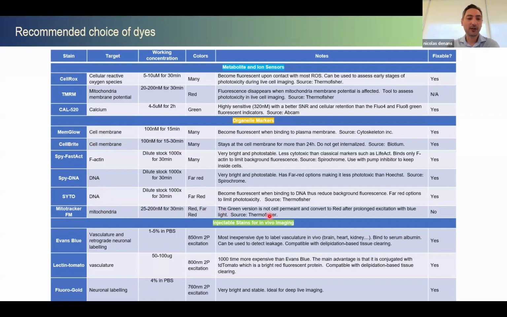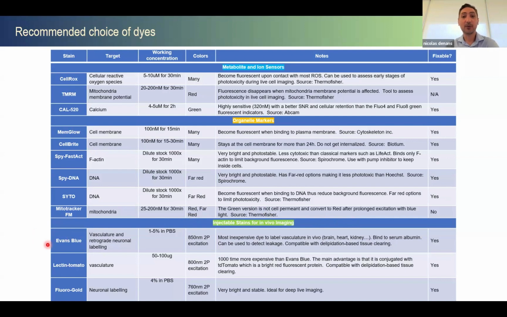And the green version of the MitoTracker is not great because it actually converts to red when you shine the light on it. So that's not a good option. For these dyes, especially when you want to label organelles, if you can go to far red to limit phototoxicity, choose a far red dye.